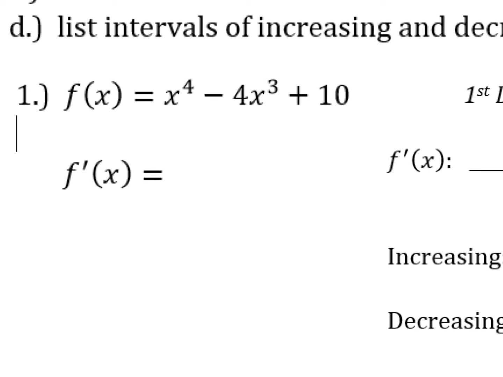Well, let's see. First and foremost, just looking at this function, a positive quartic, I'm expecting it to look something like that, kind of like a W. So let's find the derivative here. Straight up power rule, 4x cubed minus 12x squared. Cool.